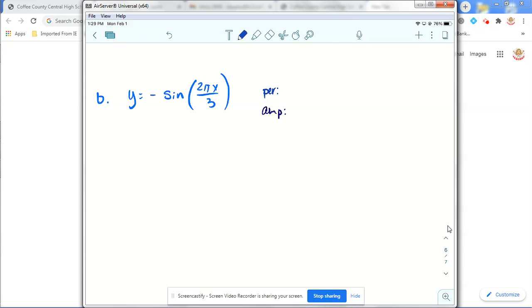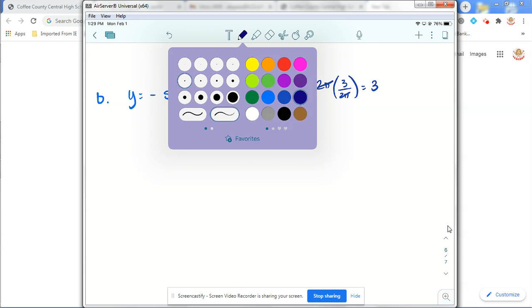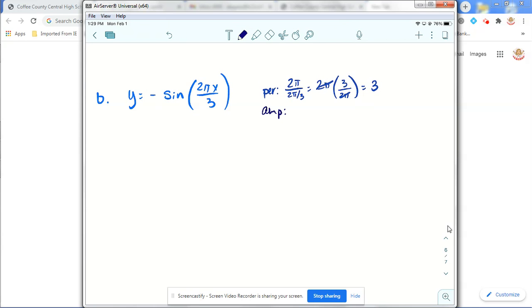So don't forget, we could rewrite that as 2 pi over 3 x. So when we're doing our period, it's 2 pi divided by that, or 2 pi times the reciprocal of that. And so what happens is the 2 pi cancels out, and you get a period of 3. And then your amplitude is the absolute value of -1, or just 1.